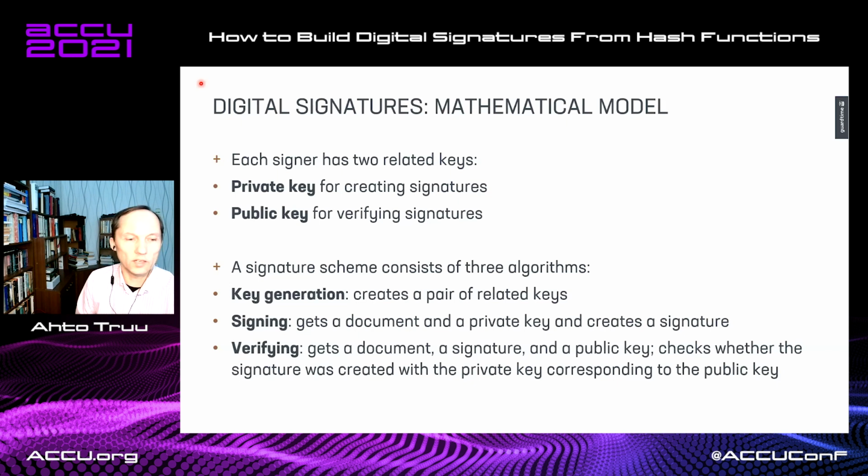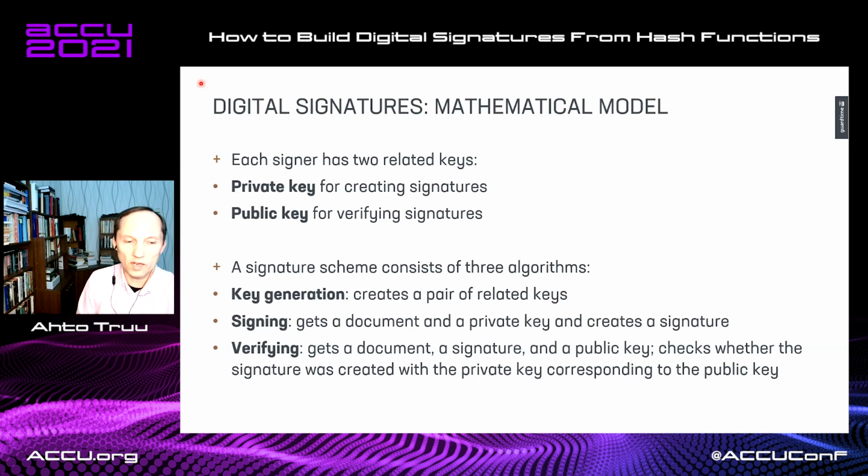And then there is a signing algorithm, which was the oval on the left-hand side on the overview slide, which gets as input a document and a private key, and then produces a signature as output. And then the document and the signature side by side can be sent to whoever is the intended recipient.